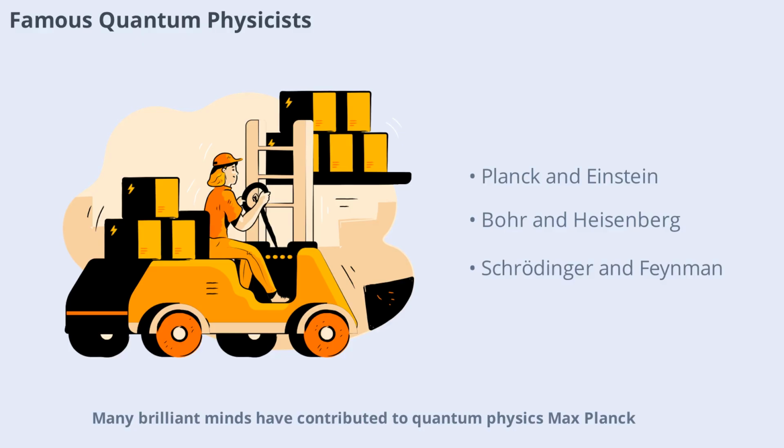Many brilliant minds have contributed to quantum physics. Max Planck, Albert Einstein, Niels Bohr, Werner Heisenberg, Erwin Schrödinger, and Richard Feynman are just a few of the pioneers who shaped the field. Their discoveries have changed the way we see the universe and continue to influence science today.